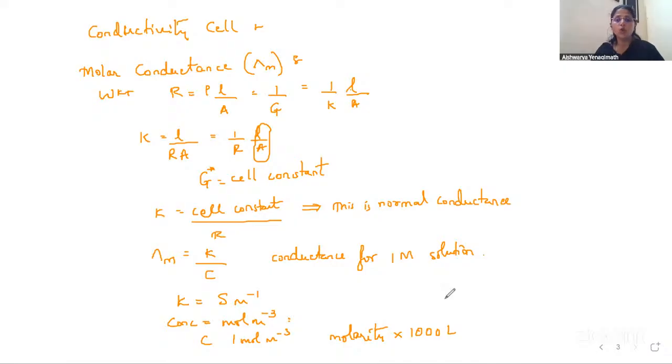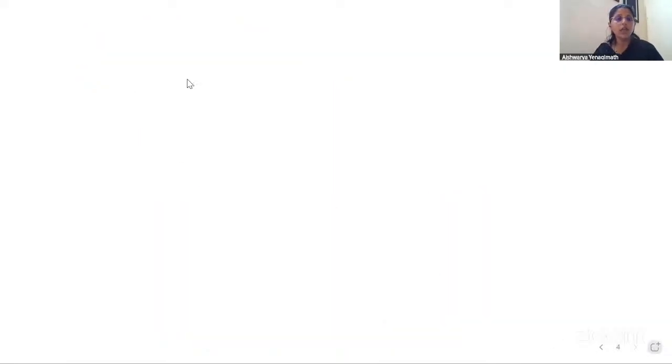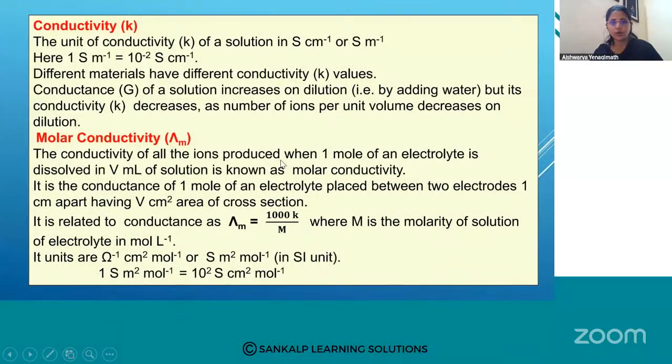So this is the molar conductance. Now let us see what is given in our synopsis. The conductivity of all ions produced when 1 mole of an electrolyte is dissolved in V mL of solution is known as molar conductivity. It is the conductance of 1 mole of an electrolyte placed between two electrodes 1 centimeter apart, having the area of cross section V centimeter square. So it is related to conductance.